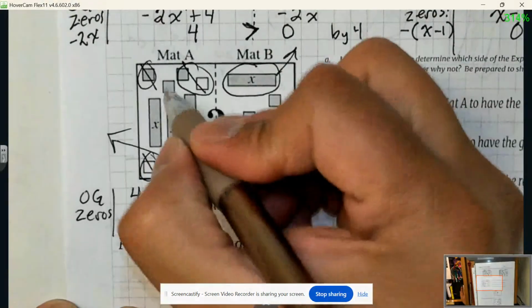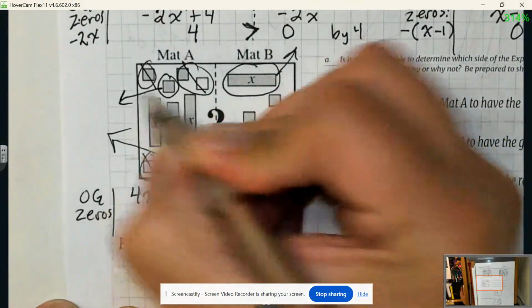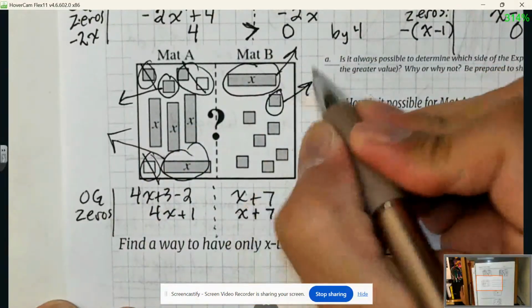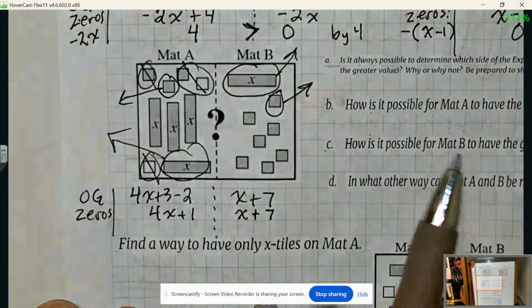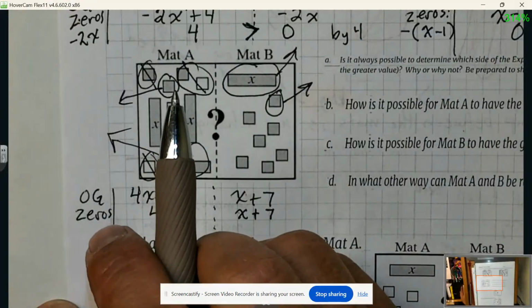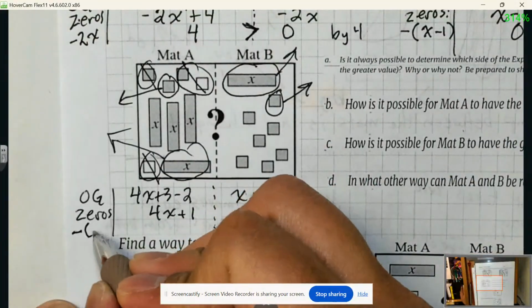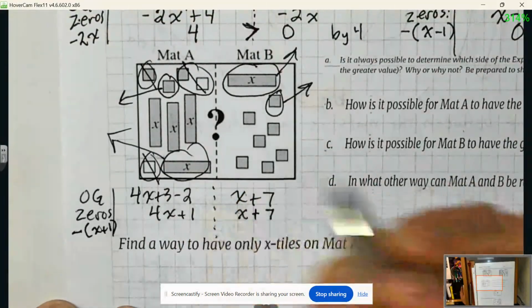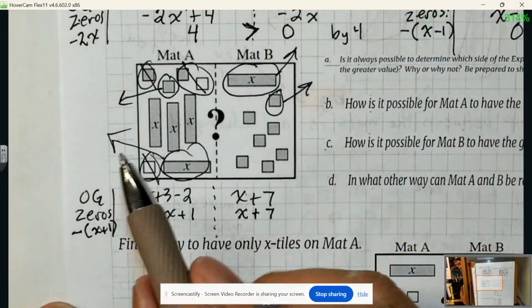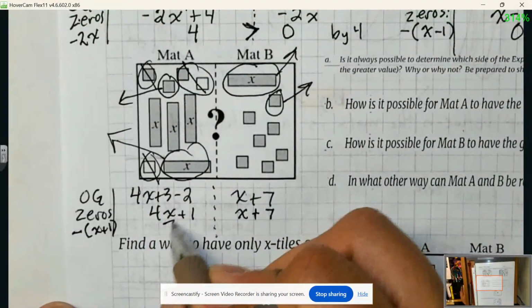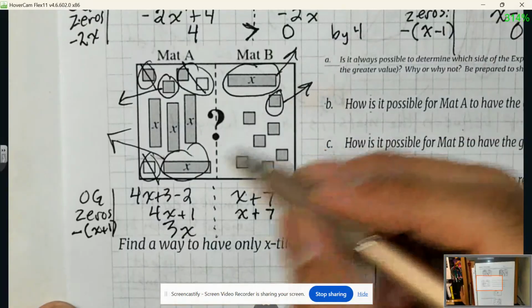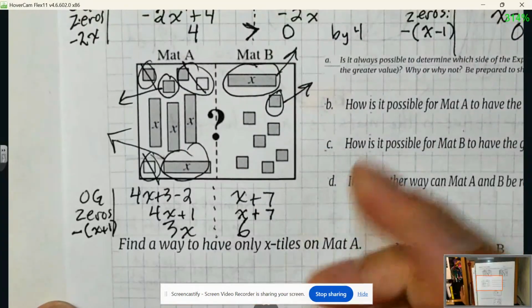But let's go ahead and remove these guys as well. So we are taking away x plus 1. We're taking away x, we're taking away a positive 1. So we're removing an x and a 1, which is x plus 1. Now that leaves us 3 x's, and on this side we have 6.